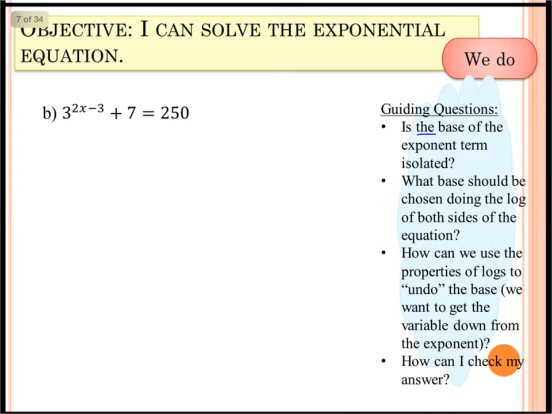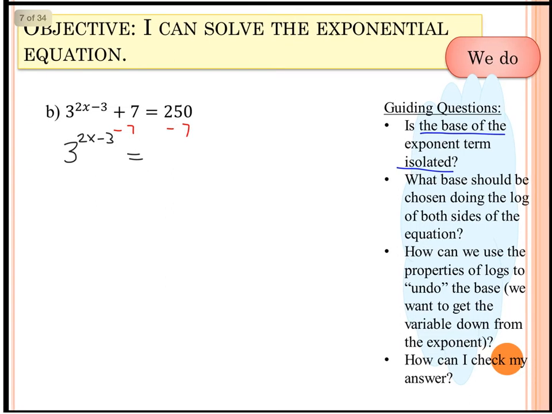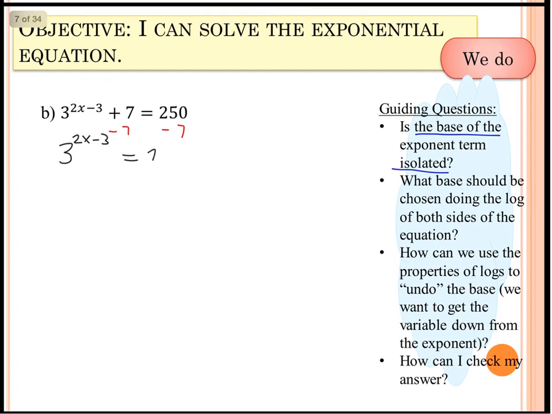We want to think about, is the base isolated? I notice that we have a plus 7 over here, and we need to get rid of that. So I'm going to cancel it out with a minus 7, and that's just so that I can isolate the base and then do the log on my base also. So rewriting this, we get 3 to the 2x minus 3, all that stuff is in the power, equals 243.